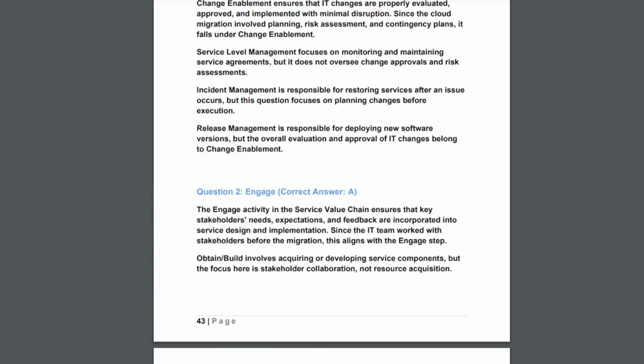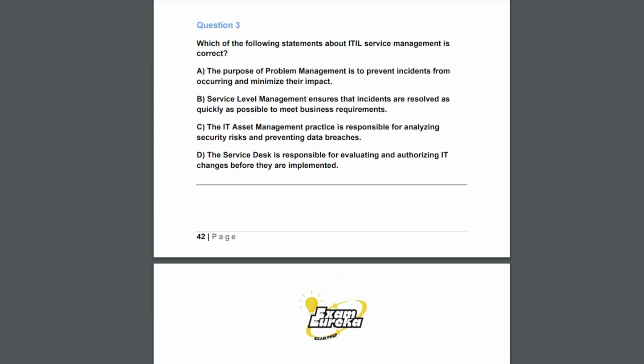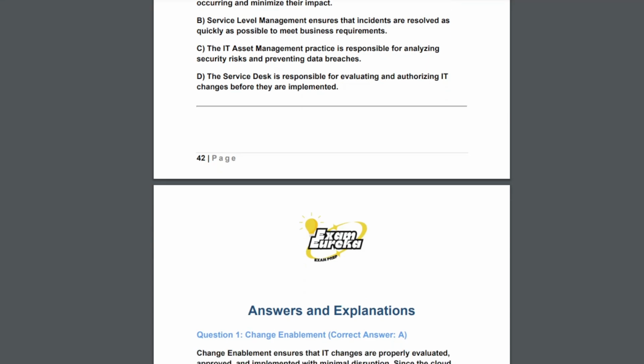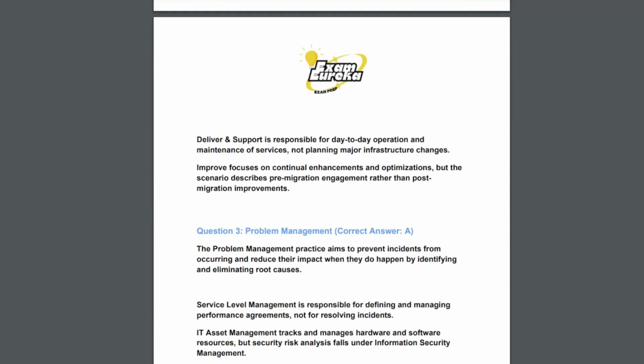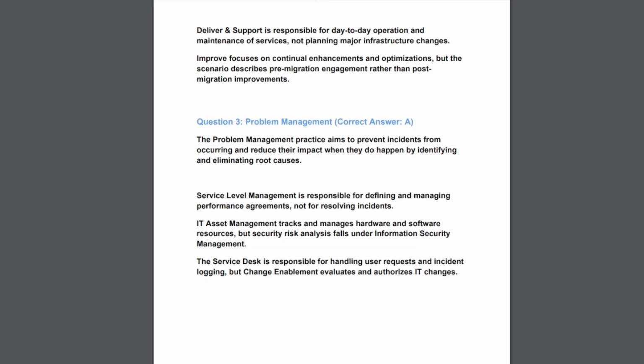And let's look at question 3 again before we dive into that answer. This was the one with saying which of the following statements is true with the 4 statements, and the one that is correct is the one about problem management. The problem management practice aims to prevent incidents from occurring and reduce their impact when they do happen by identifying and eliminating root causes.